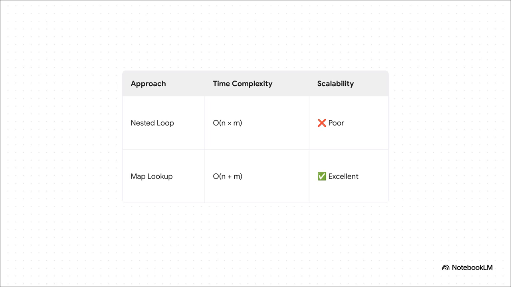And this table just lays it all out. We've transformed our code's performance from O(n*m) all the way down to O(n+m). What that means in plain English is we went from 1 million operations down to just 2,000 in our example. The scalability goes from poor to excellent. This is how you write code that stays fast no matter how much your data grows. It's a total game changer.